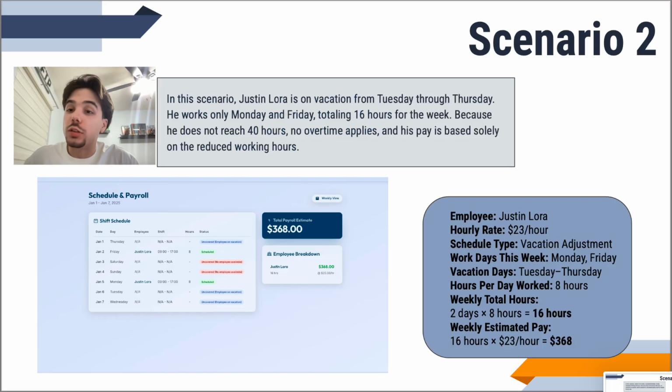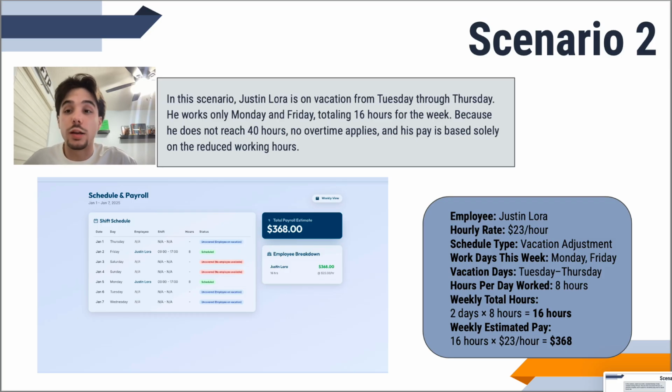And again, before going to scenario 2 in the real example, this is going to be an overhead example of what I'm going to be showing. In this scenario, Justin Laura is on vacation from Tuesday to Thursday. He works only Monday and Friday, totaling 16 hours of the week. Because he does not reach 40 hours, no overtime applies, and his pay is based solely on reduced working hours.